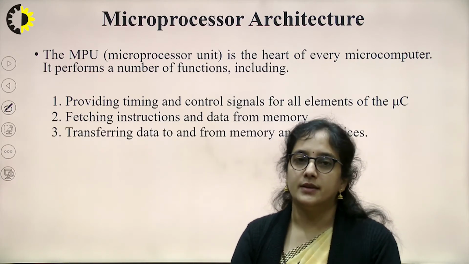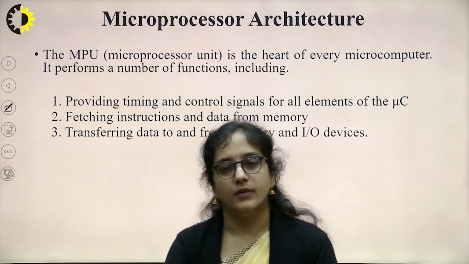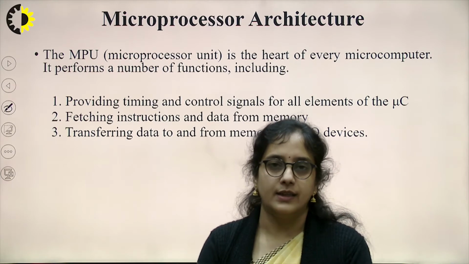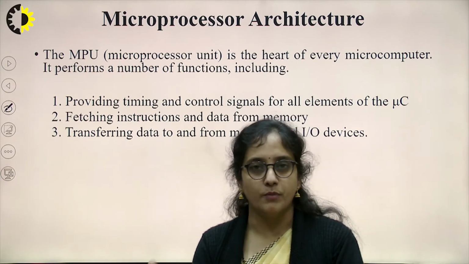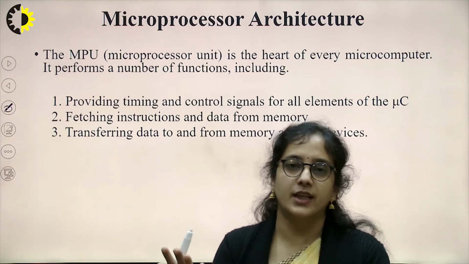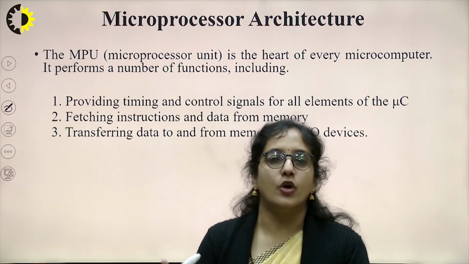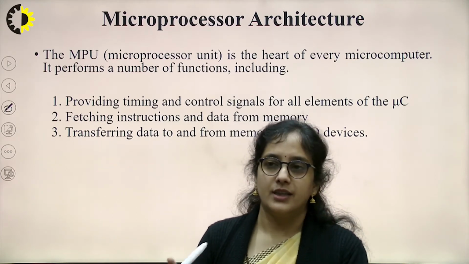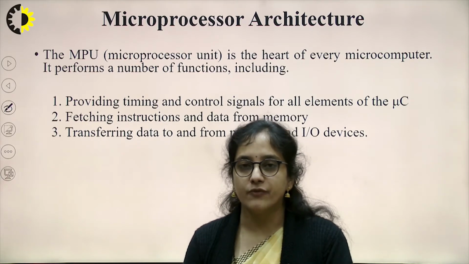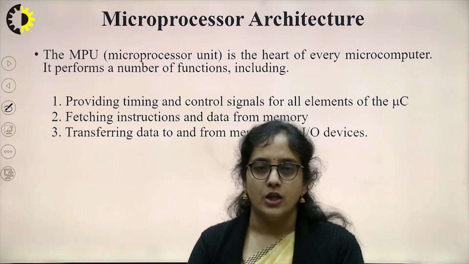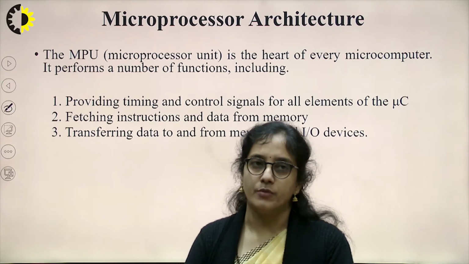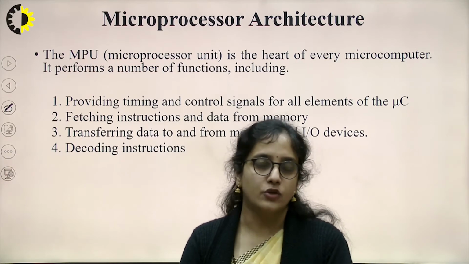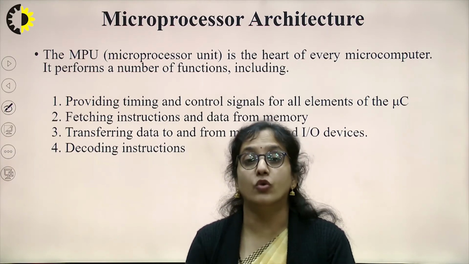Then the third function that the microprocessor performs is transferring of data. It takes the data input from memory or some input device, such as the keyboard or mouse, then it performs some task, and after performing that task the result is either displayed on the monitor, printed, or stored again in the memory. This is again a task performed by the microprocessor. Then the decoding of instructions: as I told you, it fetches the instruction, then it has to decode that instruction.